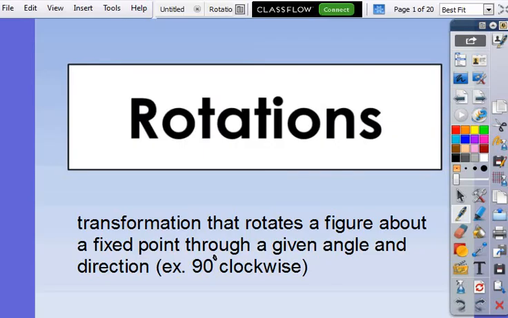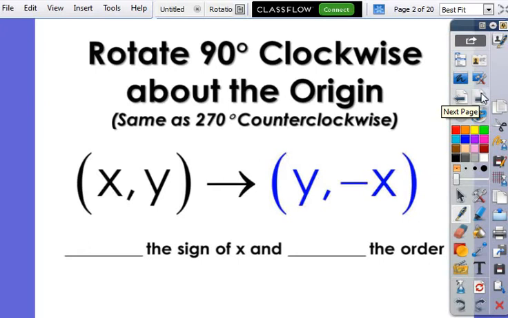All right, first thing is rotations. Do we remember clockwise? Which direction is clockwise? This way. To the right. Clockwise is to the right. So 90 clockwise, how many quadrants does that move it? One quadrant to the right.